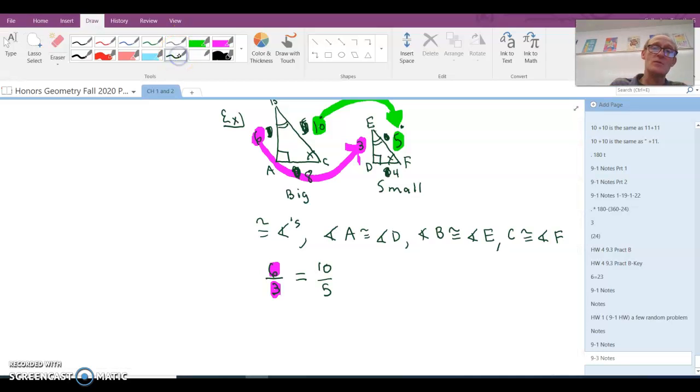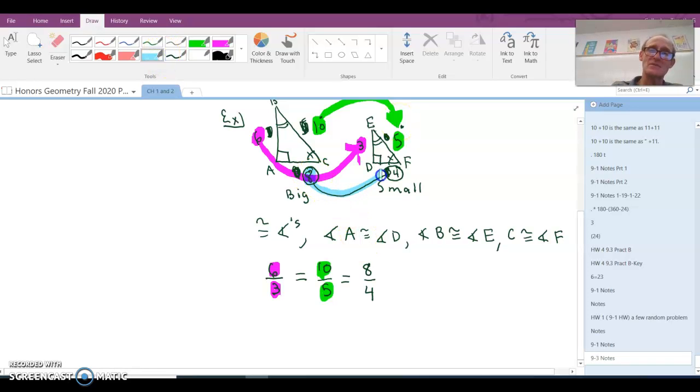Now, you can also do 8 to 4. All right, so 6 to 3, 10 to 5, and 8 to 4, as long as you follow the path.